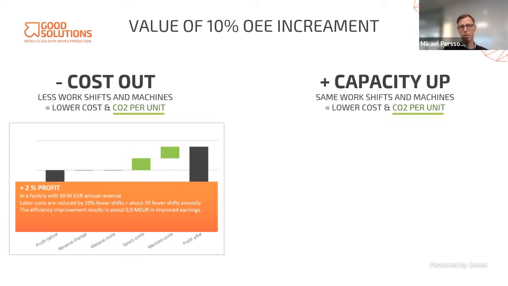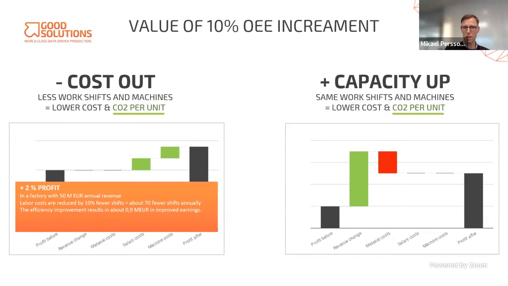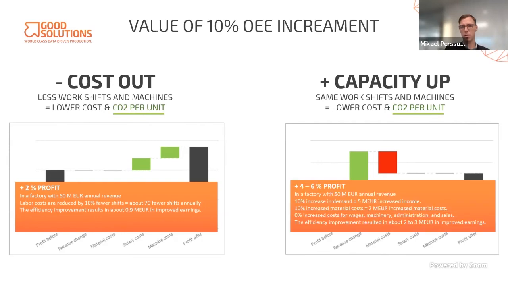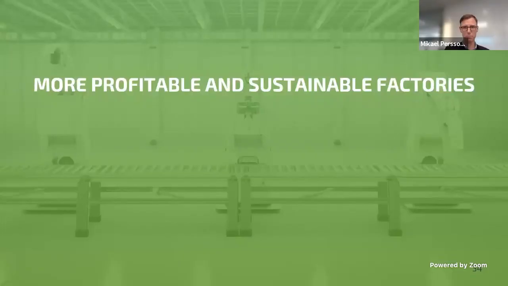And if you look at the case where you can increase capacity, so produce more, sell more, there is a demand for more. Your profit from the last year is here. You can sell more, so you get more income here. You get some more material cost, of course, you need to pay for the material, but you do it on the same salary cost and the same machine cost, resulting in a pretty big impact on the profit. 4 to 6% profit increment have been measured several times at the customers.